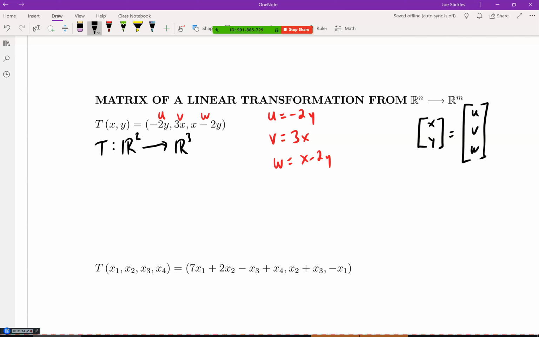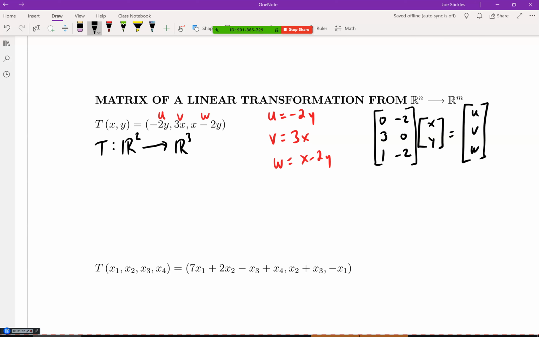To make the multiplication work here, I better have a matrix in front that has 3 rows because I've got 3 rows in my output, and I better have 2 columns because I have 2 columns in my input. Then we can just write the numbers across. In the first row we would have 0 and negative 2, because when we take the 0 times the x and the minus 2 times the y, I better get the u. In the second row we would have the 3 and the 0, and in the third row the 1 and the negative 2.